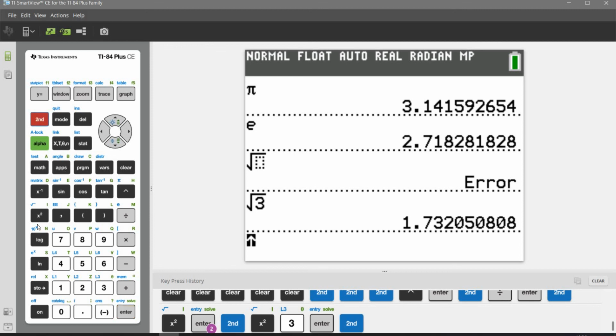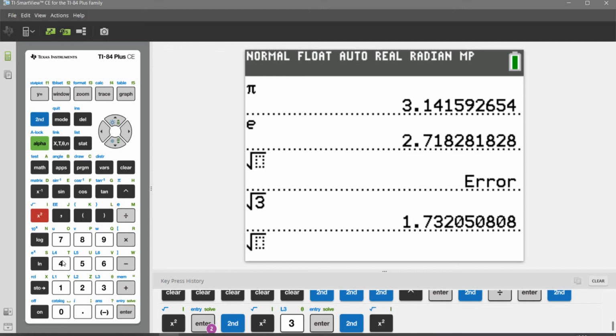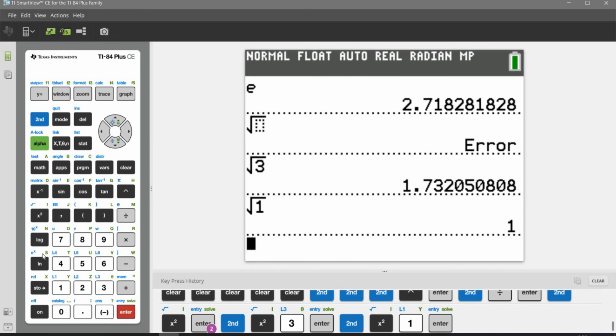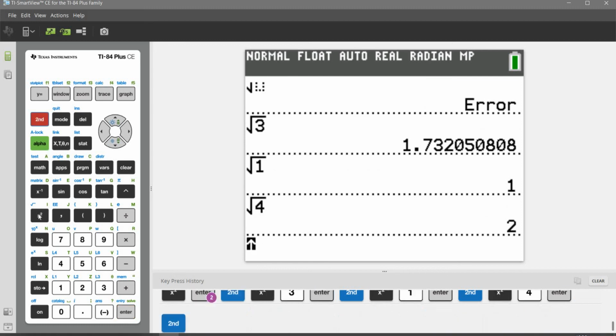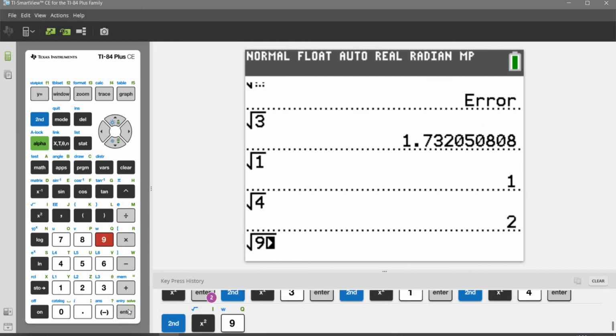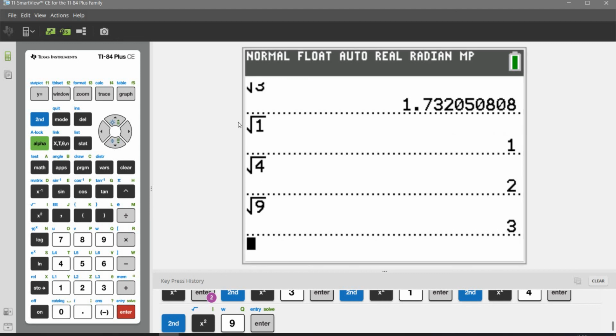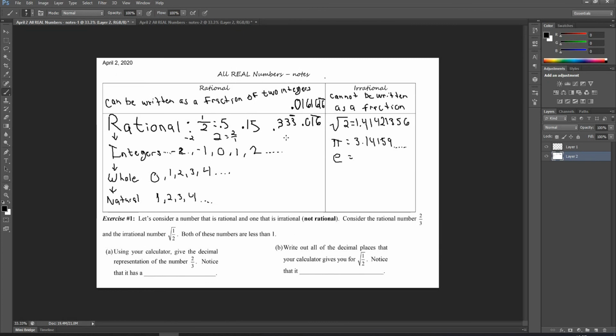Now, not all square roots, though, are irrational. Because remember, sometimes we can take the square root of a number, like the square root of 1 is just 1. Or the square root of 4 is 2. The square root of 9 is 3. So anything that's a perfect square within a square root is not an irrational number. So don't let that confuse you. Don't think, oh, well, just because one square root is irrational means that they all are. That's not the case.